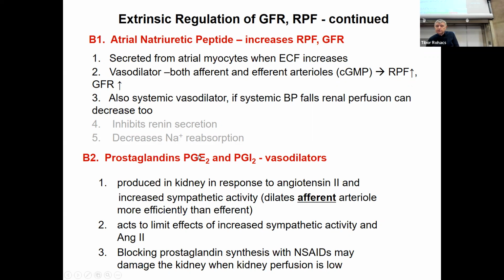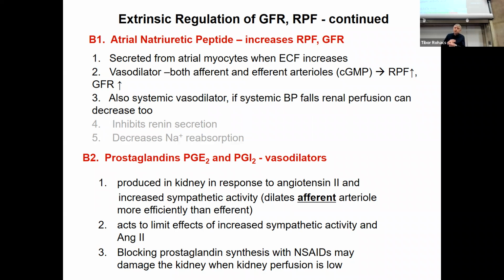And finally, you have prostaglandins, which are prostaglandin E2 and I2. These are vasodilators. These are local substances made in the kidney. Basically, what they do is they are secreted in response to angiotensin II and increased sympathetic activity to essentially counteract this vasoconstriction, to make sure that the sympathetic and angiotensin II wouldn't completely stop the kidney.